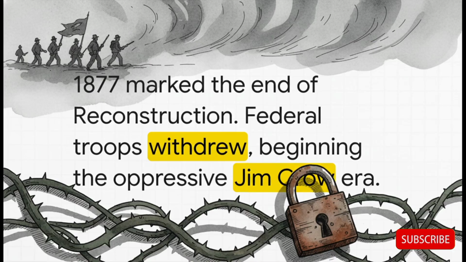Reconstruction was officially over. The federal government walked away from its efforts to protect the civil and political rights of Black Americans in the South, completely paving the way for systemic disenfranchisement, horrific violence, and the oppressive Jim Crow era that would endure for another century.